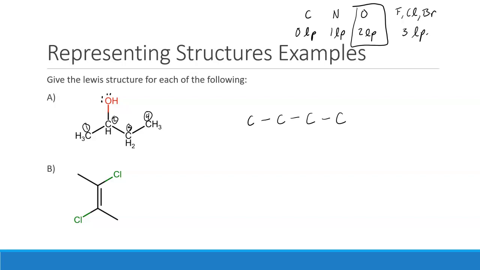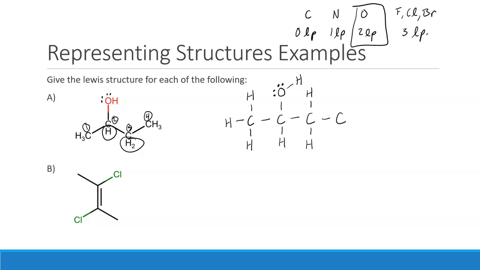And then the first carbon has 3 hydrogens. So we're going to attach 3 hydrogens to that first carbon. The second carbon only has 1 hydrogen. So we'll place that underneath. And the second carbon is also attached to an oxygen, which has a hydrogen coming off of it, as well as 2 lone pairs. The third carbon has 2 hydrogens, so we'll place 1 on top and 1 on bottom.